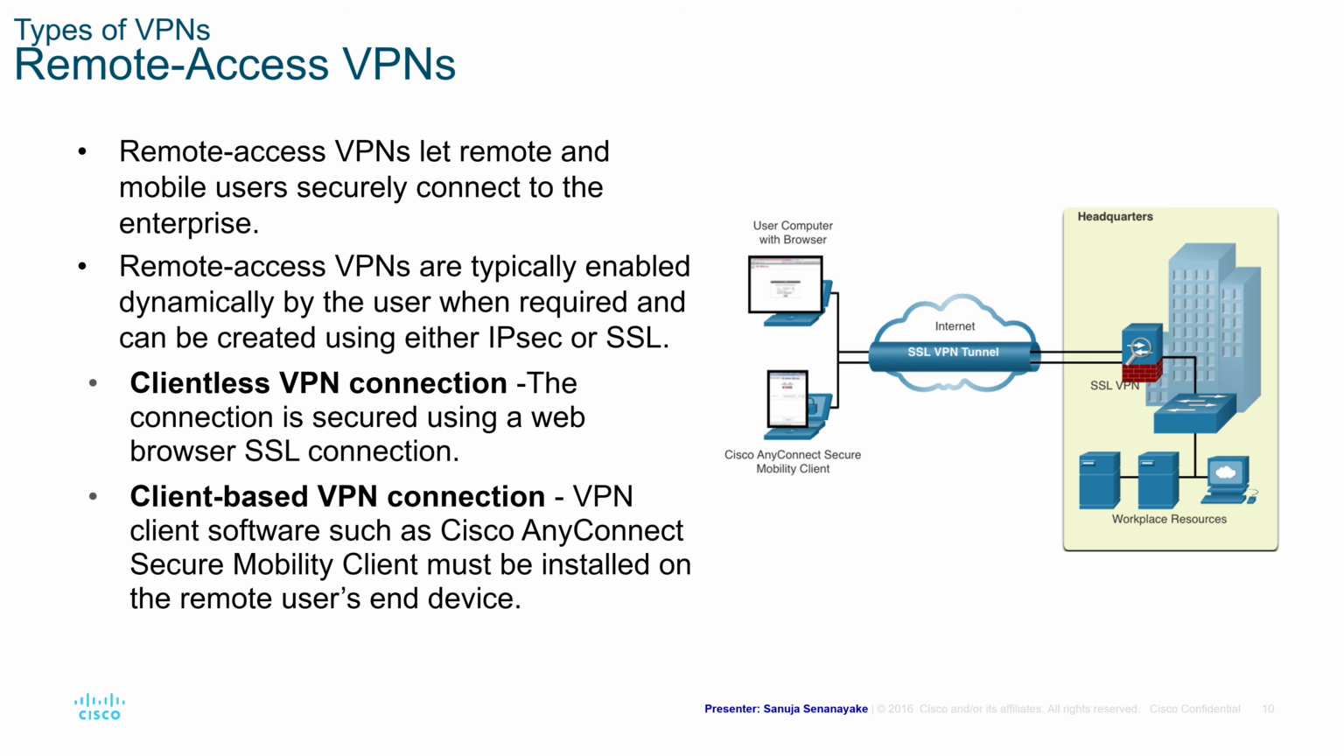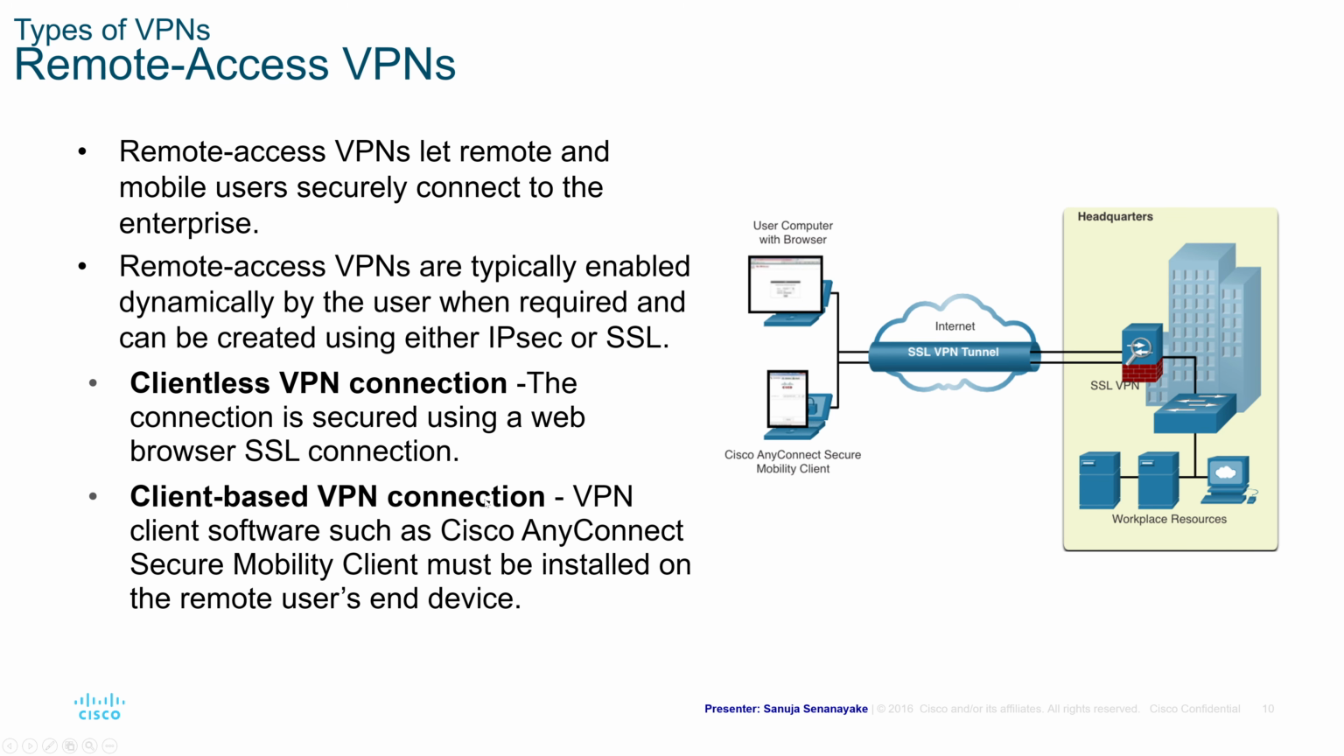The clientless VPN connection is a situation where the connection is secured using a web browser SSL connection. So basically, the end user will connect to the network and go to a web browser, and that will allow you to connect to the VPN tunnel. The client-based VPN connection uses VPN client software such as Cisco AnyConnect Secure Mobility Client.